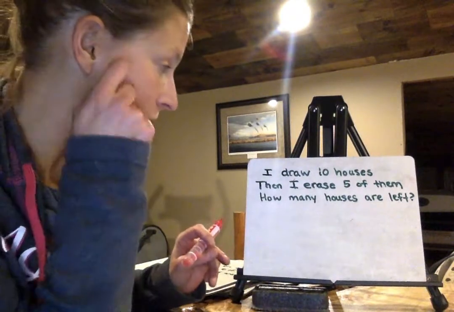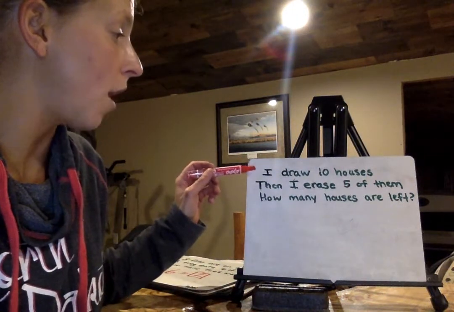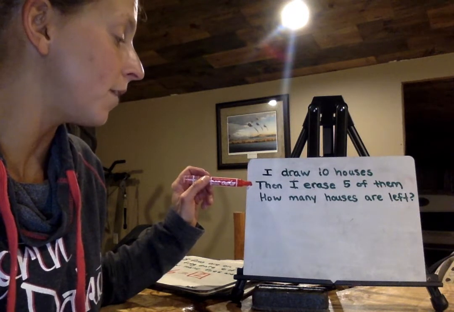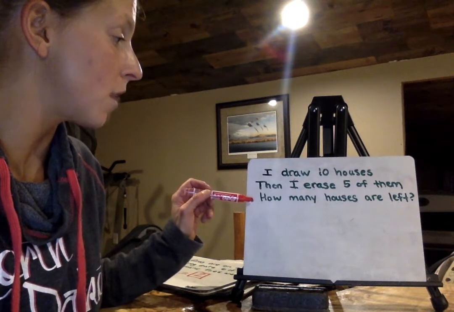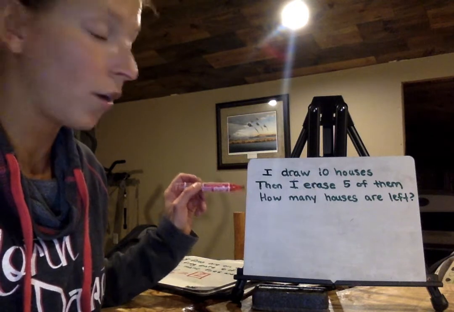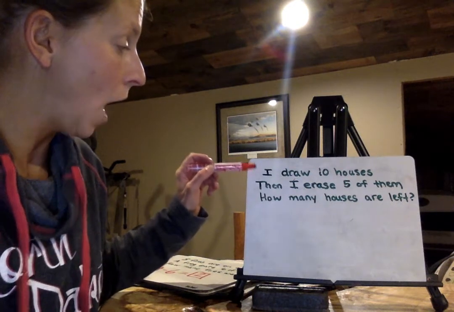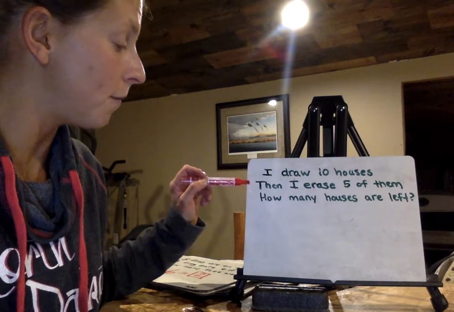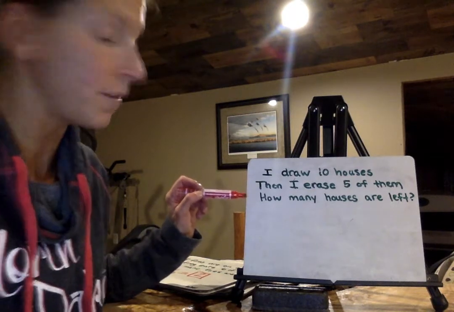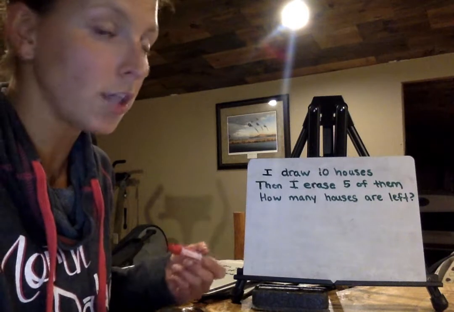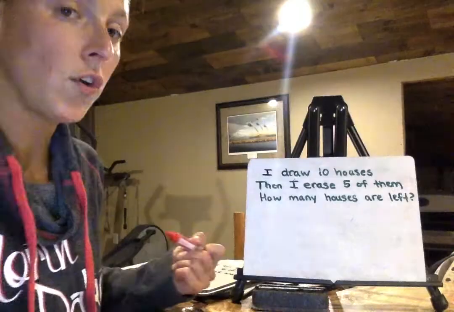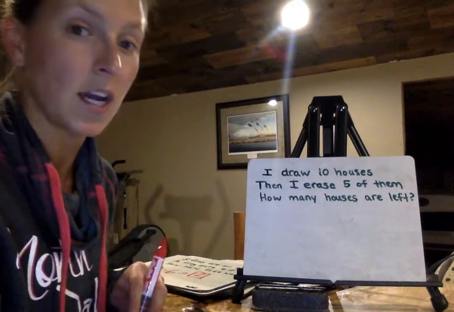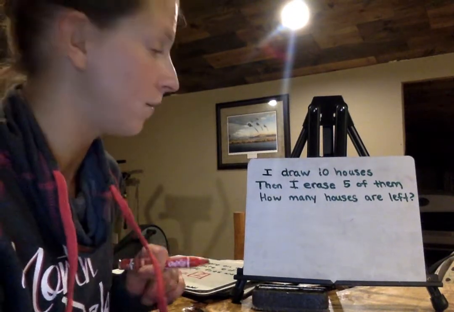Okay, remember, ears turned on. I draw 10 houses. Then I erase 5 of them. How many houses are left? I'll read it one more time. I draw 10 houses. Then I erase 5 of them. How many houses are left? So go ahead, write your equation, solve it, however you know best how. I do again recommend using the counting on to find the difference or what we've been practicing. Okay?